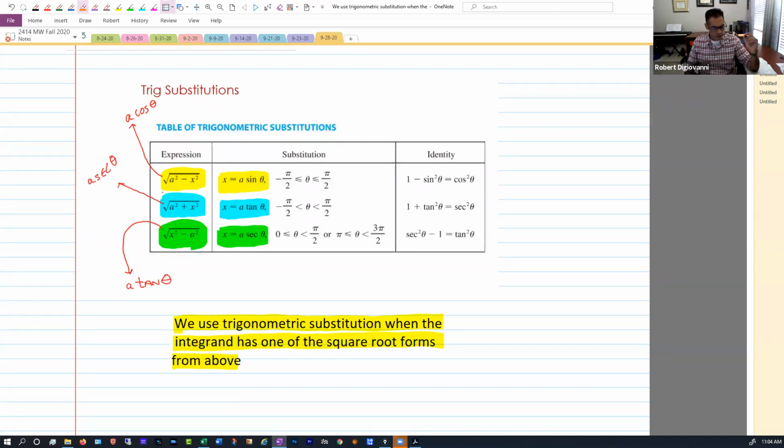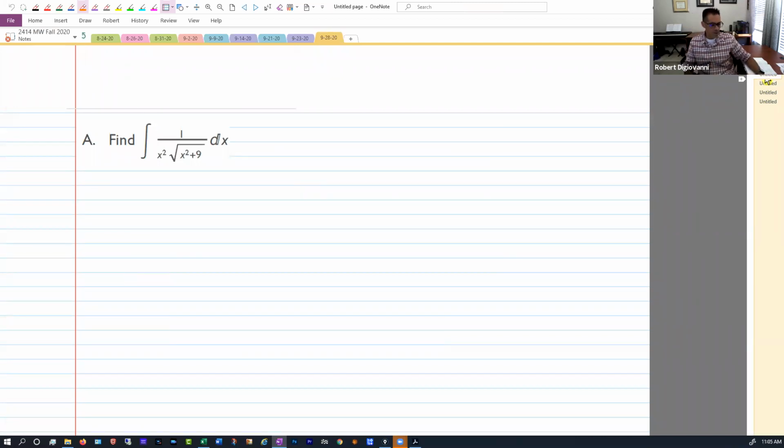This is what I'm going to be picking up with today. I'm going to try and get through 4 problems today. That's my goal, so let's see if we can do it. Our first problem is this one: I want to find the integral of 1 over x squared times the square root of x squared plus 9.